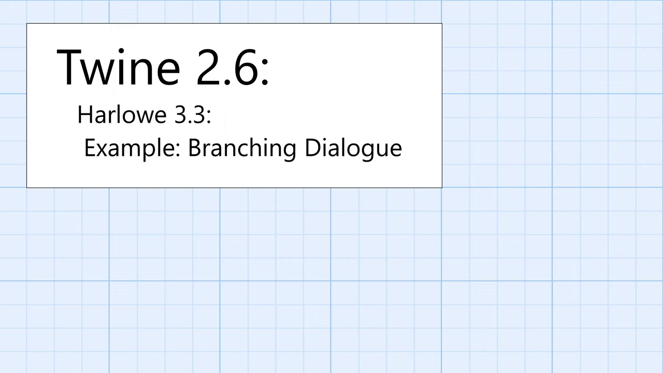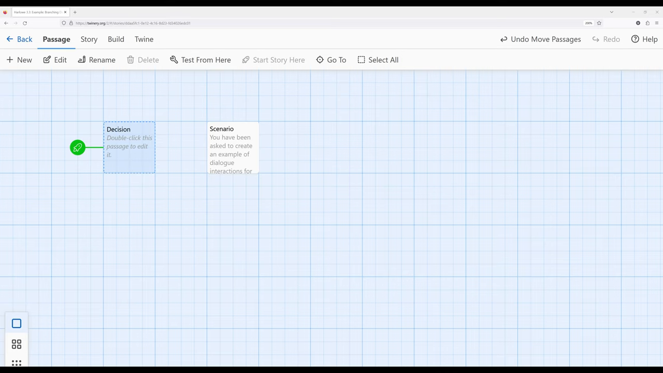Welcome to a tutorial video on Twine 2.6. In this video, I'm going to create an example on branching dialog within Harlowe 3.3.